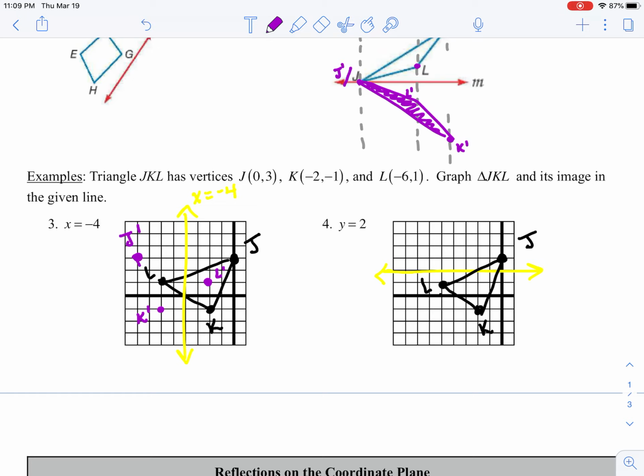And now you can see the image J prime, K prime, L prime should look like this. Again, I'm going to shade in the image a little bit so that you can see it. And notice here that this is, in fact, an isometry. The original triangle and its reflection are congruent.